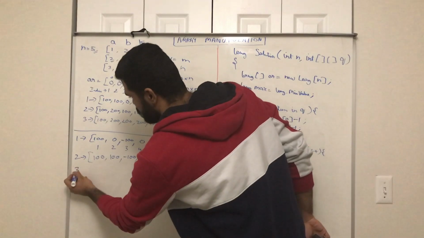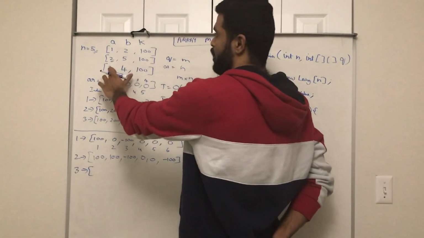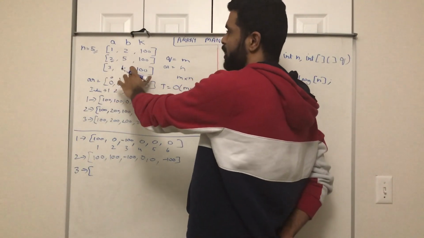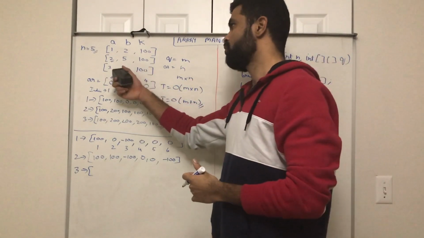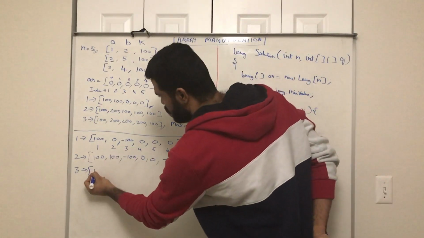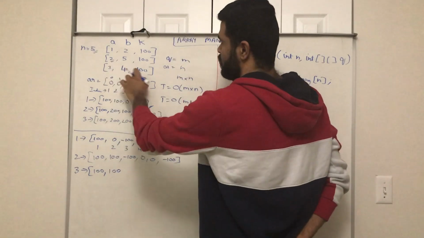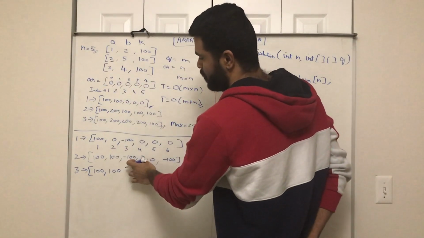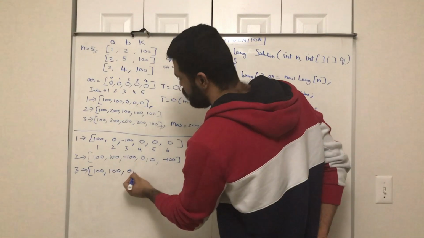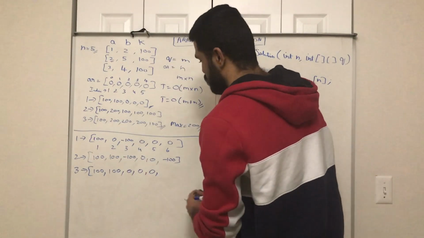So now if I perform query 3, I have to add 100 at point 3, and I have to subtract 100 at point 4 plus 1, which is 5. So that will give me 100, 100. So at point 3, I have to add 100. So it's already minus 100. So after adding 100, it will become 0. And this all will be 0. Okay.